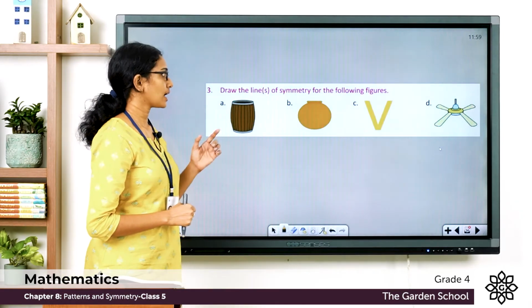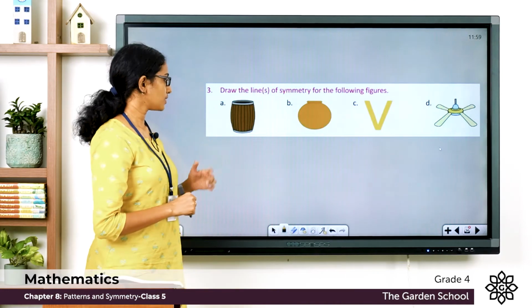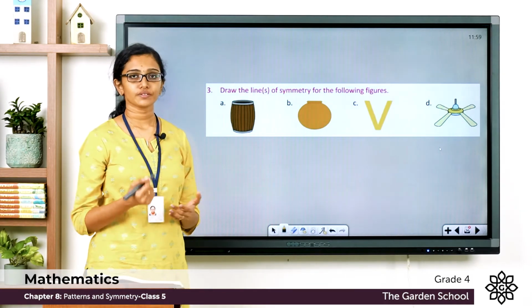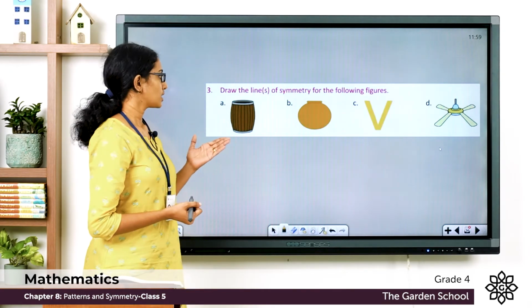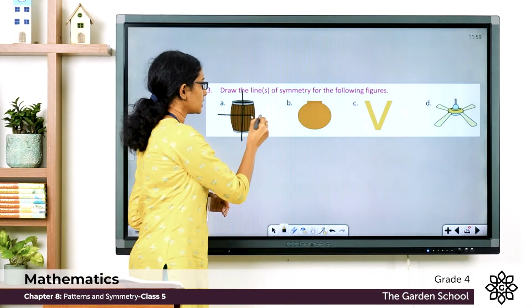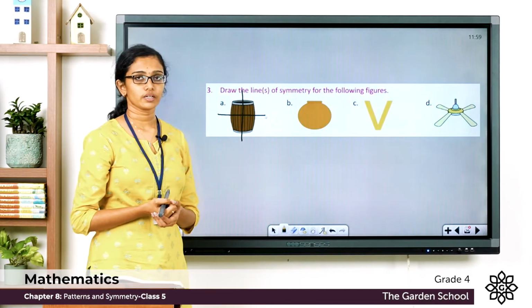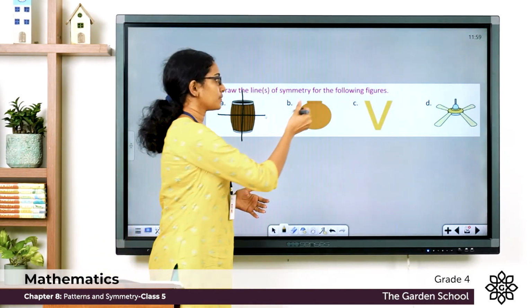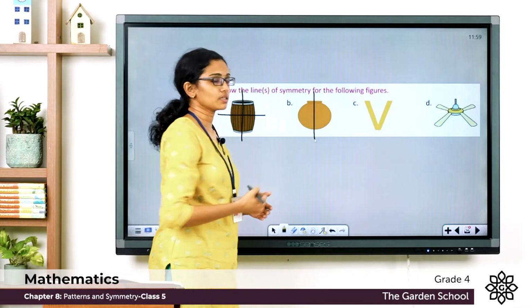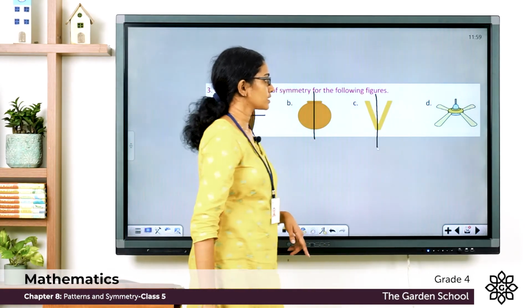Draw the lines or line of symmetry for the following figures. So, the first one, how would you draw a line of symmetry for this one? It can be symmetrical along a vertical line as well as a horizontal line. Now, what about the next one? You can see a pot there. It will have a vertical line of symmetry. The letter V also has a vertical line of symmetry.